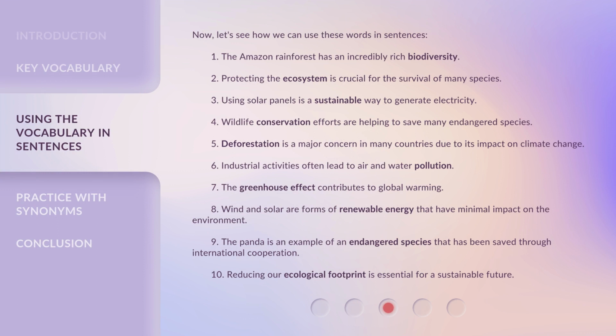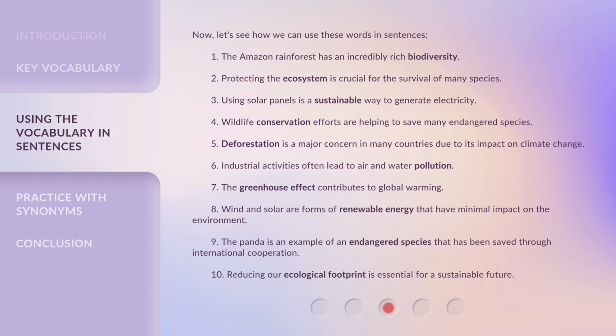Now, let's see how we can use these words in sentences. 1. The Amazon rainforest has an incredibly rich biodiversity. 2. Protecting the ecosystem is crucial for the survival of many species. 3. Using solar panels is a sustainable way to generate electricity. 4. Wildlife conservation efforts are helping to save many endangered species.